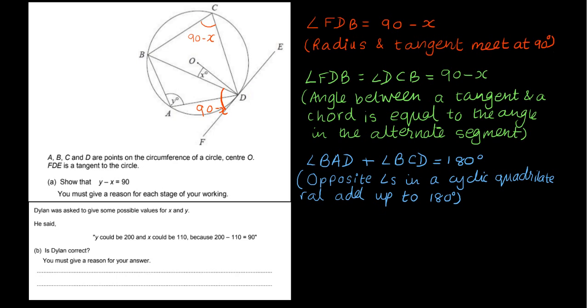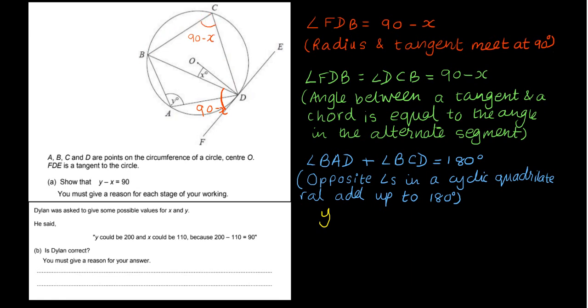Similarly, this angle and this angle will add up to 180 degrees as well. So those are opposite angles of a cyclic quadrilateral. Now if I go back to the question, angle BAD was y degrees, so I'm going to replace BAD with y. And angle BCD, which is this one, is 90 minus x.